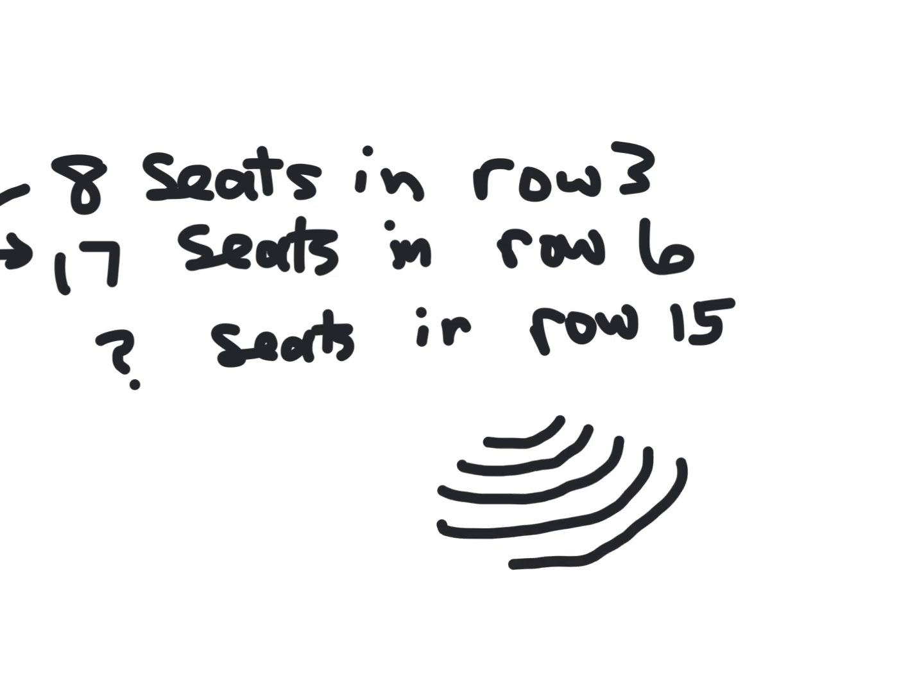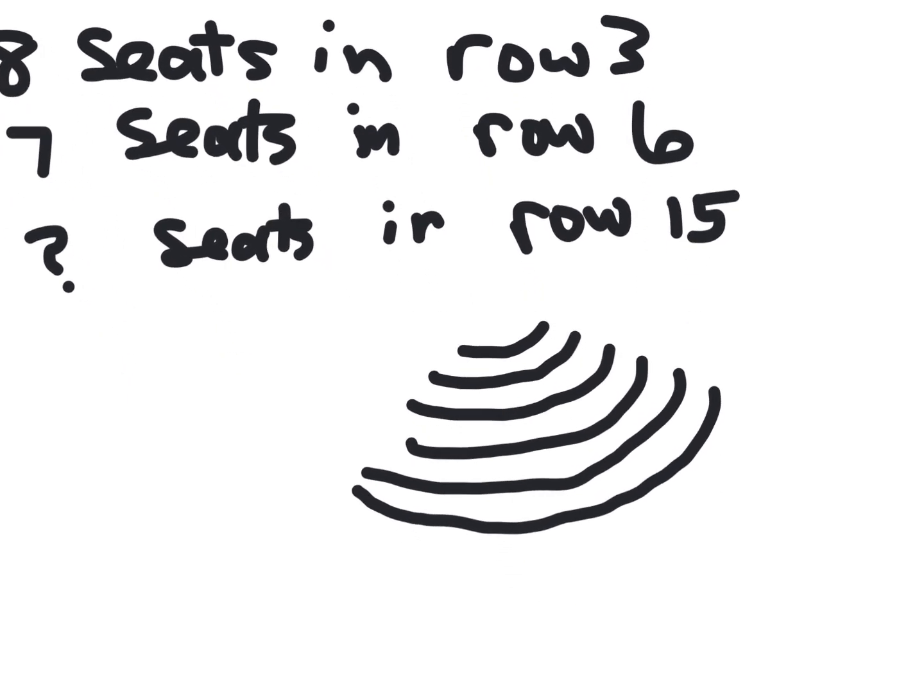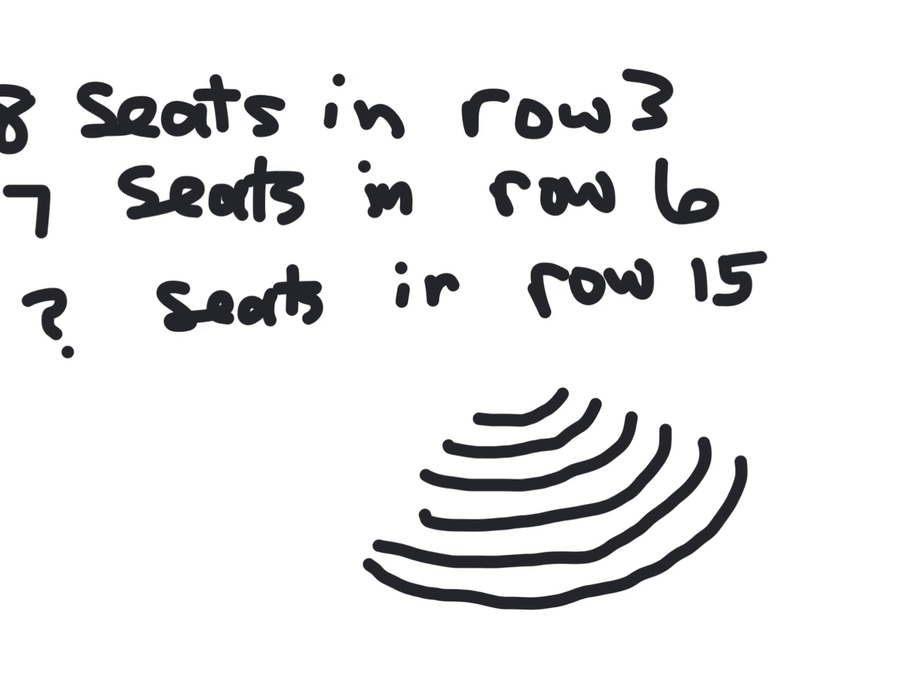This is actually true when you have stadium seating like this. The front row doesn't have that many people in it. The back rows can be huge. And this is row 3 has 8 seats. Row 4, 5, 6 has 17 seats. You don't have to keep going forever, but this will help a lot.